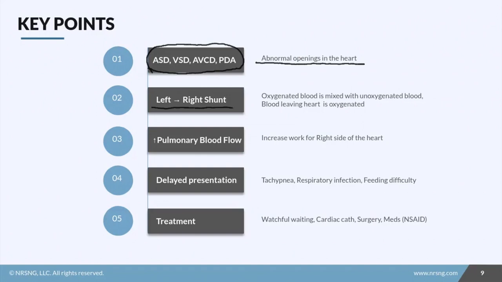Most of these defects don't cause cyanosis straight away. A lot of times babies are asymptomatic initially, so we have a delayed presentation. But when they do start to be symptomatic, we're looking for signs of that pulmonary congestion. So we've got tachypnea, respiratory infections, feeding difficulty, and any kind of respiratory distress. Your treatment's going to vary, and it can even be watchful waiting for that PDA or a VSD. And then cardiac catheterization and surgery are also used. And remember, NSAIDs can be used to help trigger the closure of that PDA.